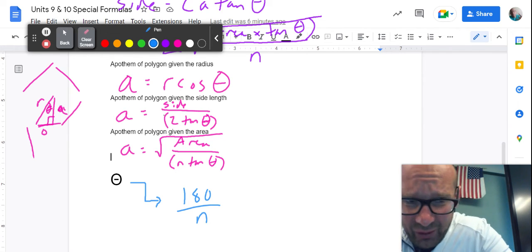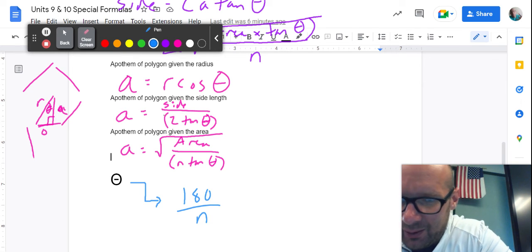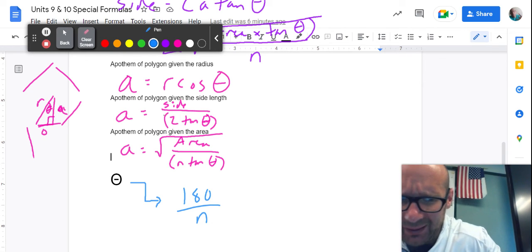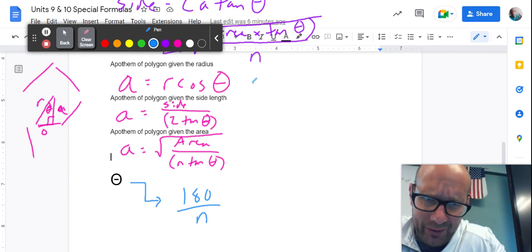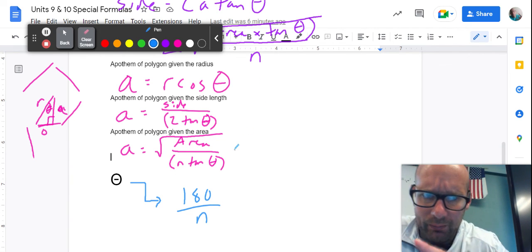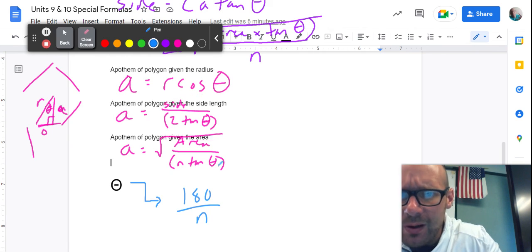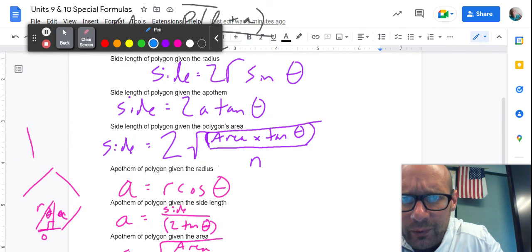So again, this is all of our specials, if you will, from units 9 and 10. Most of it has to do with polygons and stuff like that. So try to make sure you have these formulas at your disposal. That way, anything that involves perimeters and apothems and polygons, we can navigate easily back and forth as we need to. So that's that.